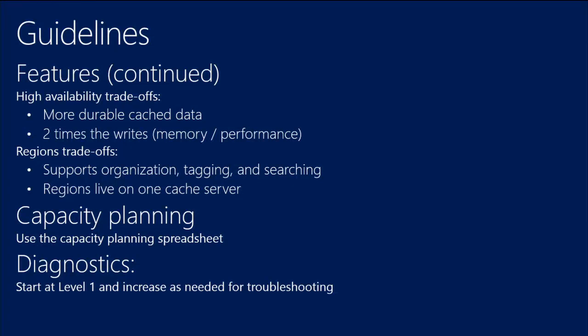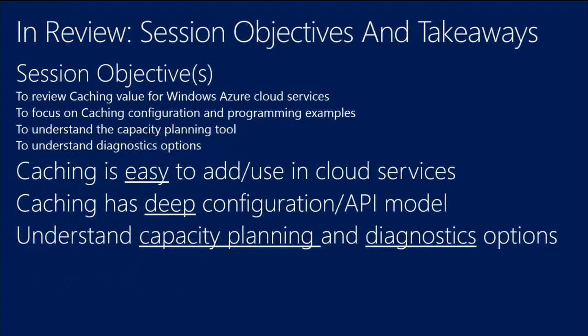The capacity planning spreadsheet can give you a good set of starter settings for your cache configuration. And then once you deploy, you can use the diagnostics that we looked at to see whether that particular configuration is meeting your needs. Level 1 is the default, but you can increase it as needed for troubleshooting, but then be sure to decrease it back down so you don't blow up your storage account.